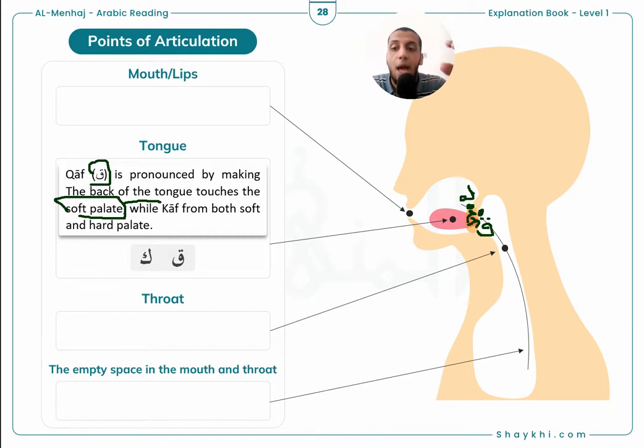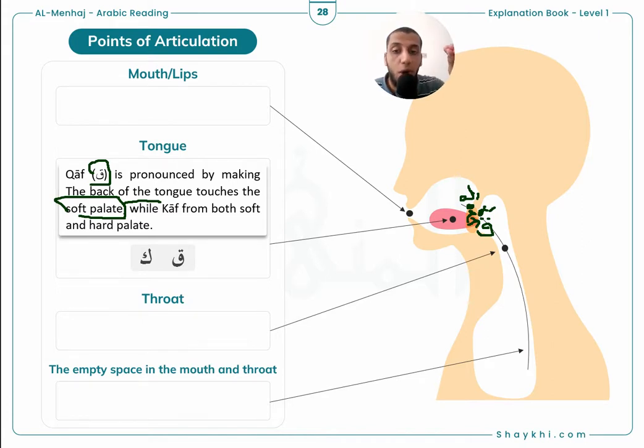Qaf is pronounced by making the back of the tongue touch the soft palate, and kaf from the soft and hard palate. So the common thing is that the back of the tongue touches the soft palate; because of that we pronounce al-qaf here and al-kaf also. But the difference is that for al-kaf the back of the tongue also touches the hard palate with the soft palate. So this is the first main difference.